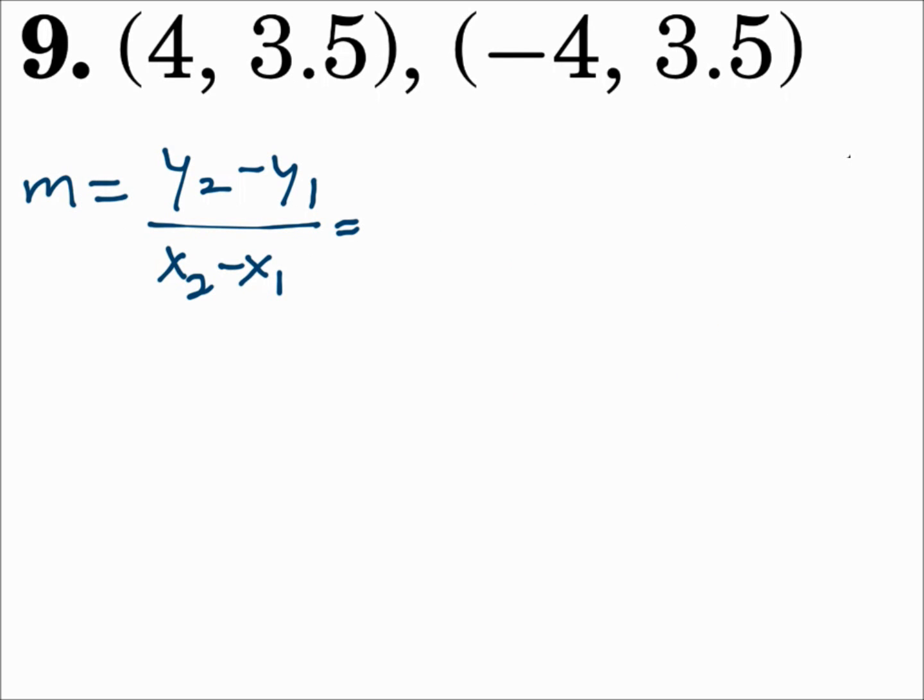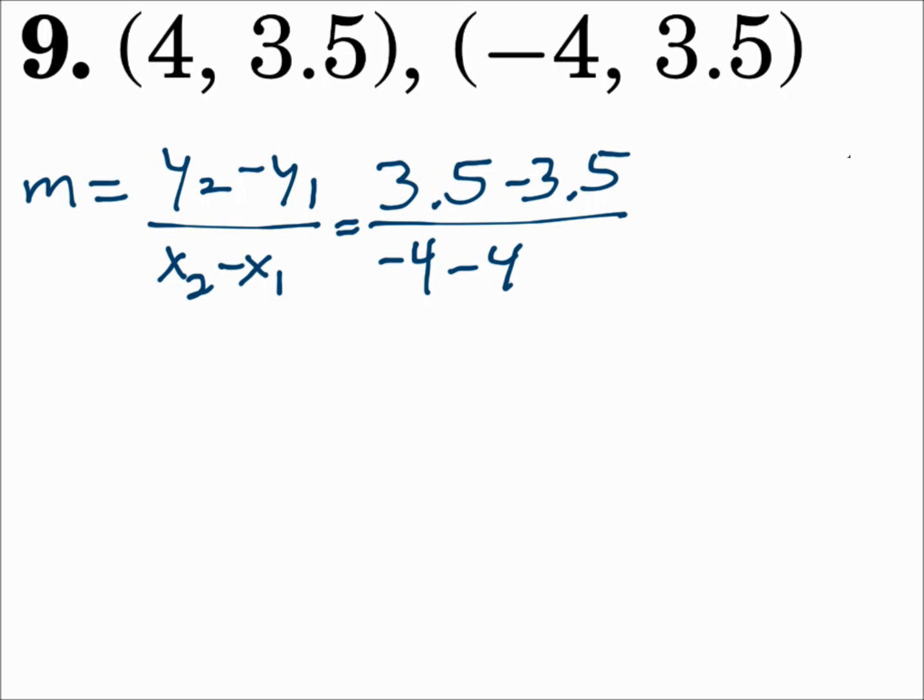Number 9. M equals y2 minus y1 all over x2 minus x1. y2 is 3.5 minus y1 is 3.5 all over x2 is negative 4 minus x1 is 4. 3.5 minus 3.5 is 0. Negative 4 minus 4 is negative 8. And 0 divided by negative 8 is 0. That's a horizontal line. So use your slope formula, substitute the values in, and simplify it.